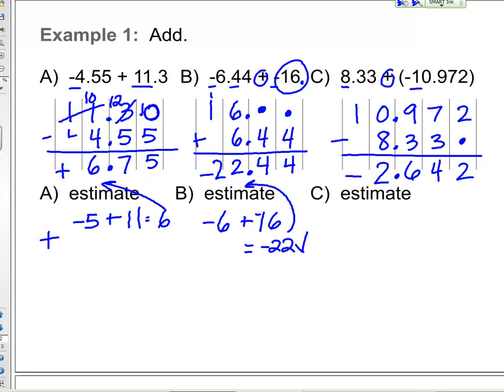Let's check, Panthers, if this makes sense. 8 and 33 hundredths would round to 8, plus a negative 10 and 972 thousandths would round closest to a negative 11.